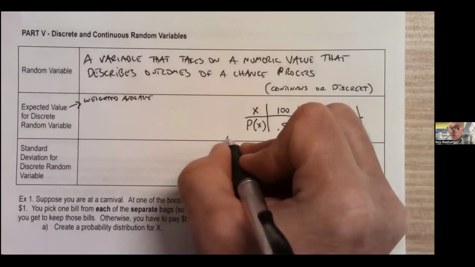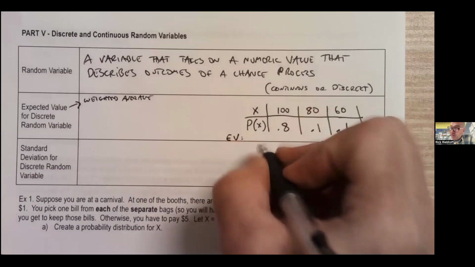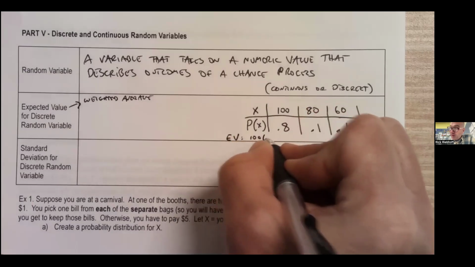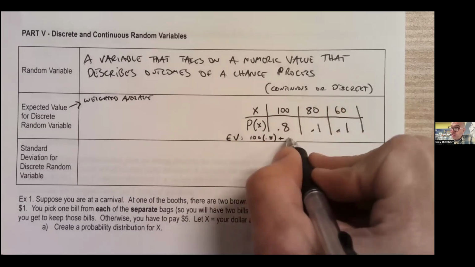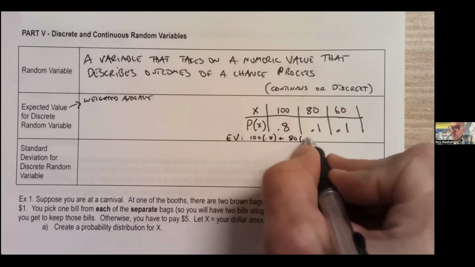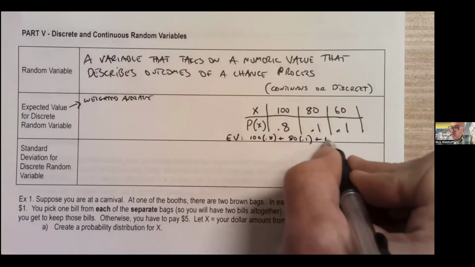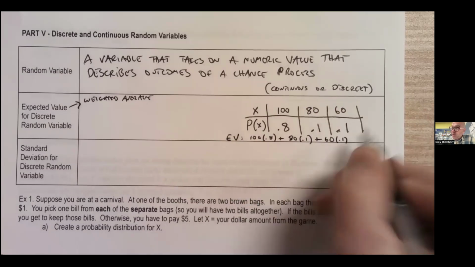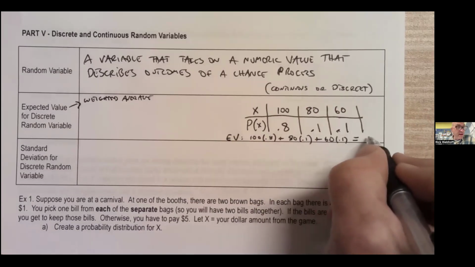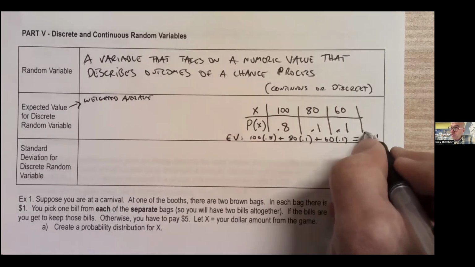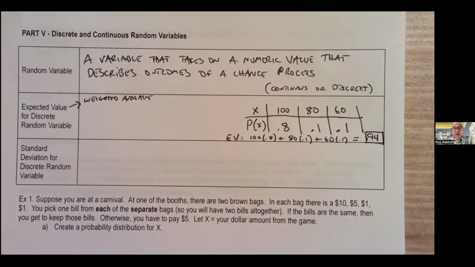So my expected value: I'm just going to multiply 100 times 0.8, so this times the probability, and then add it to the next one, 80 times 0.1, and then add it to the next one, 60 times 0.1. So that's going to be 80 plus 8 plus 6. I think that's going to be a 94, so 0.94 or 94 because I was in 100. Okay, not bad. I got an A in the class.